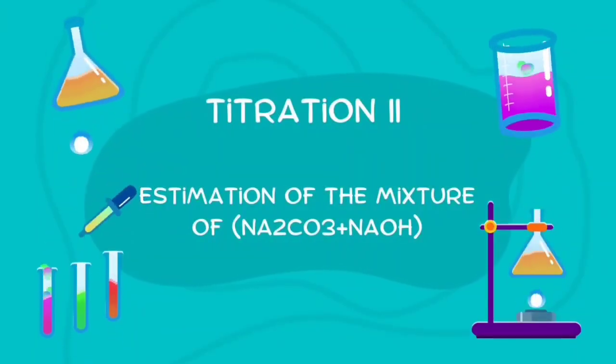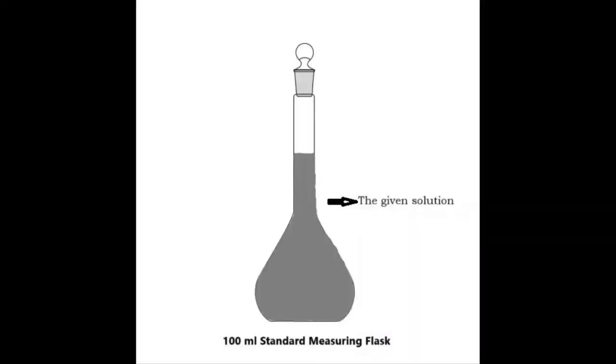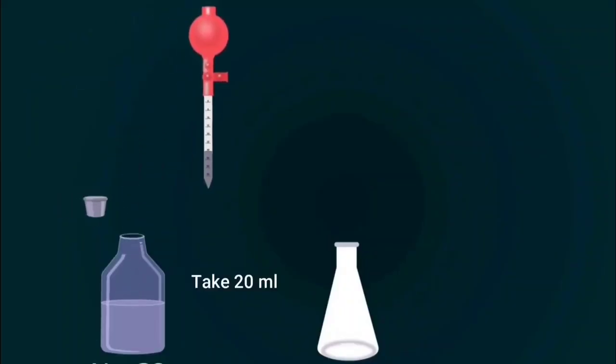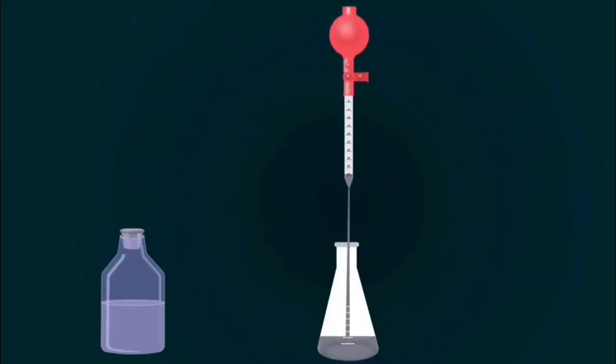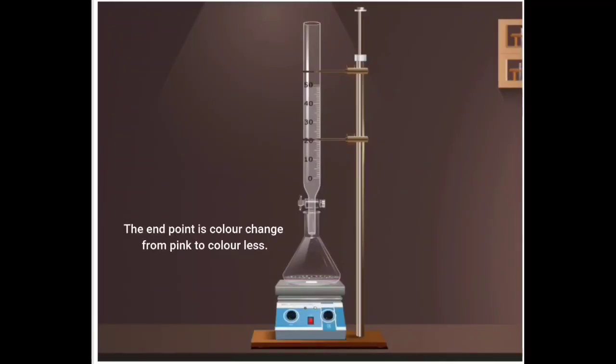Titration 2. Estimation of the mixture of sodium carbonate and sodium hydroxide. Make up the given solution in a 100 ml standard measuring flask. Pipette out 20 ml of the made up solution in a 250 ml conical flask. Add 2 to 3 drops of phenolphthalein indicator. The solution is titrated against standard hydrochloric acid in a burette. The end point is the color change from pink to colorless. Titer value noted as A ml.